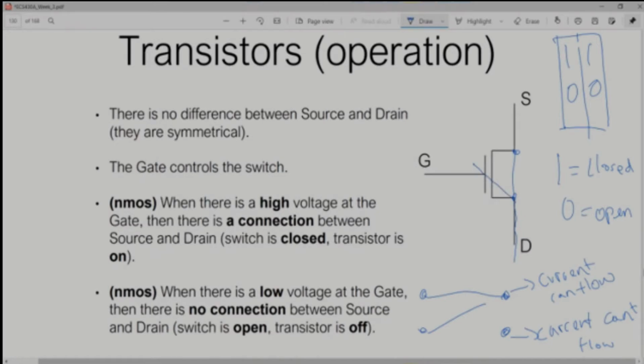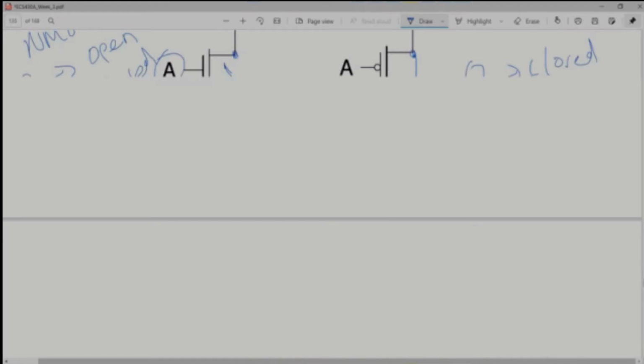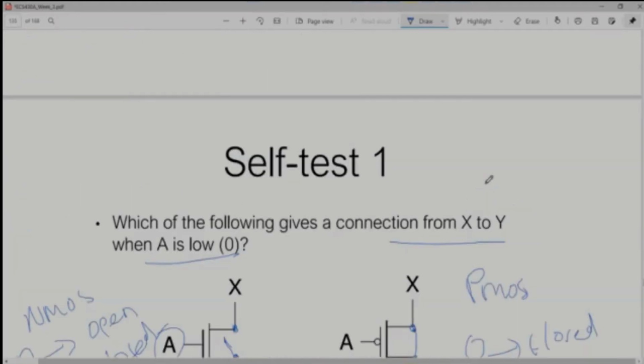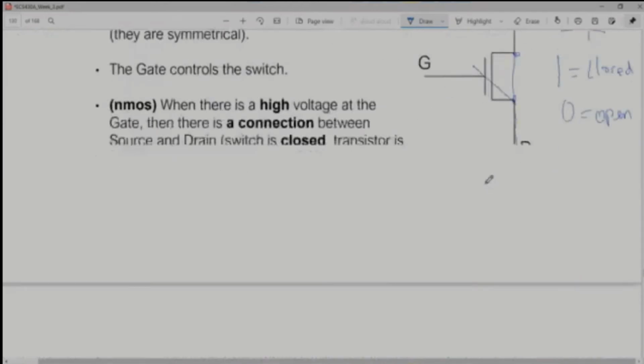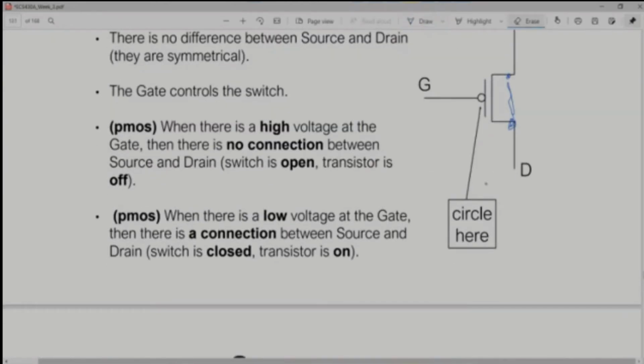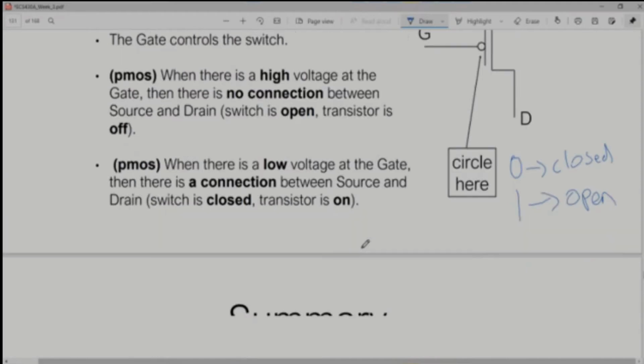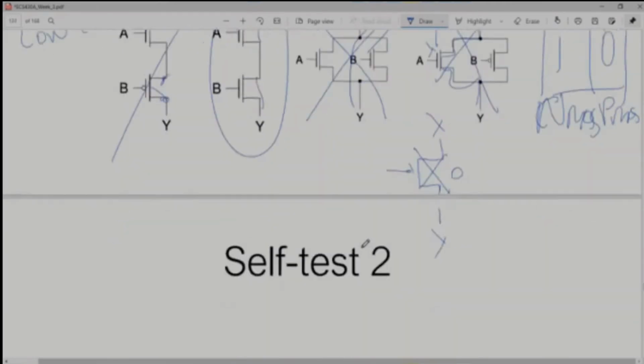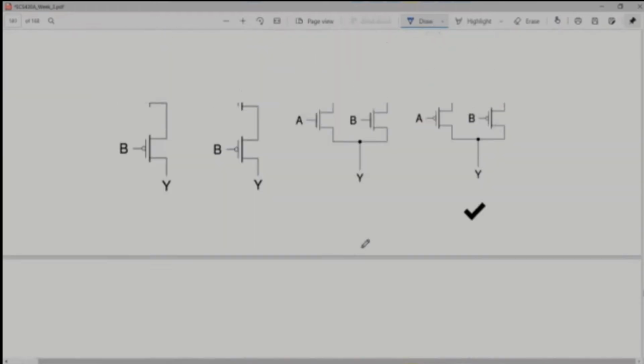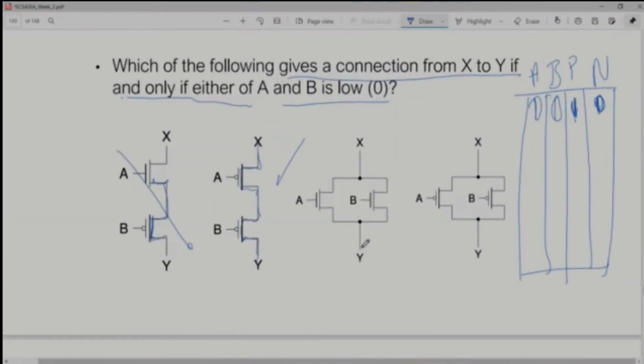And then PMOS is just the opposite way around. So if we go to PMOS, it's the opposite way around. For PMOS, 0 goes to closed, 1 goes to open. So essentially we're just following these little paths. It's quite a simple concept once you grasp it. Yeah, so this one works, no problem. I'm happy to help you anytime.